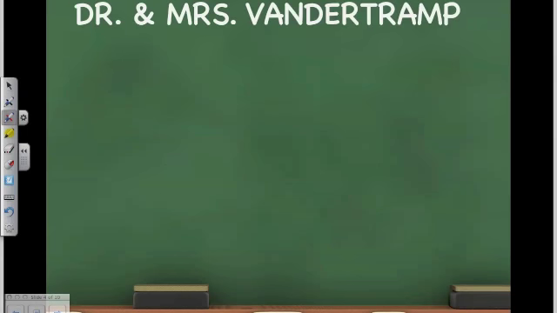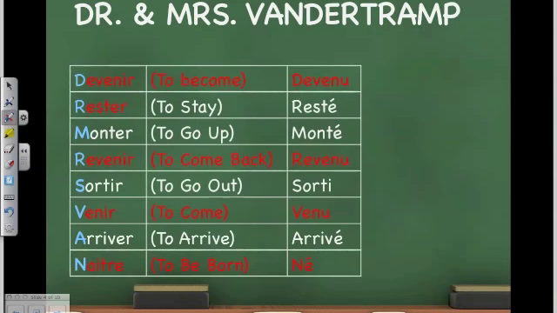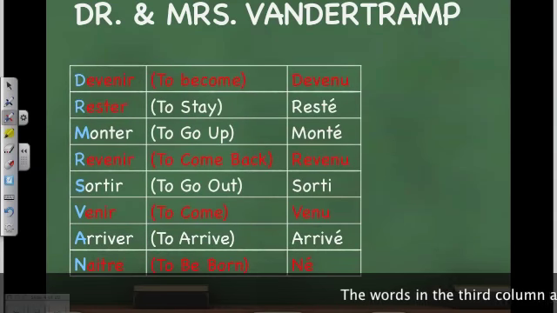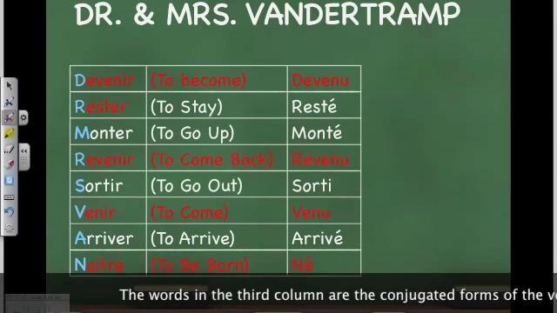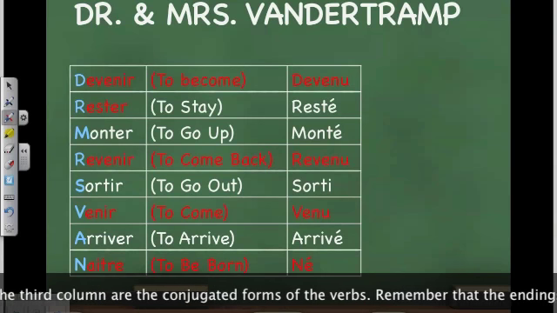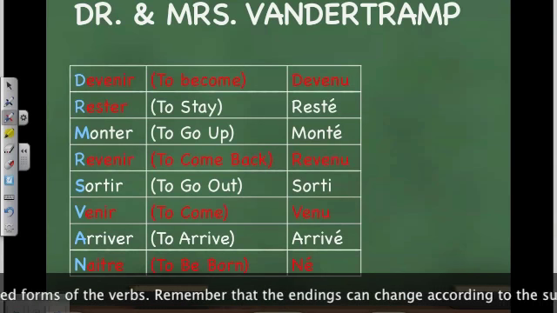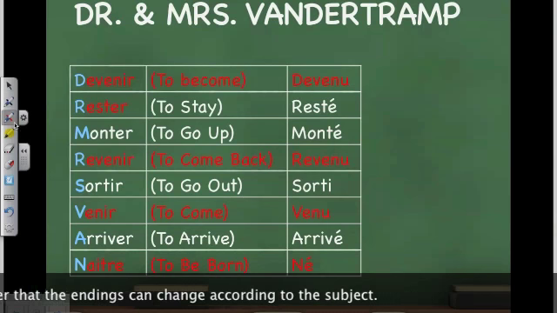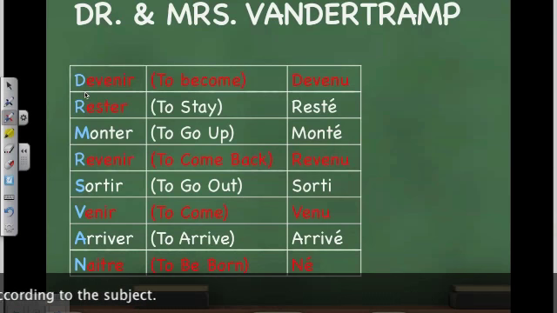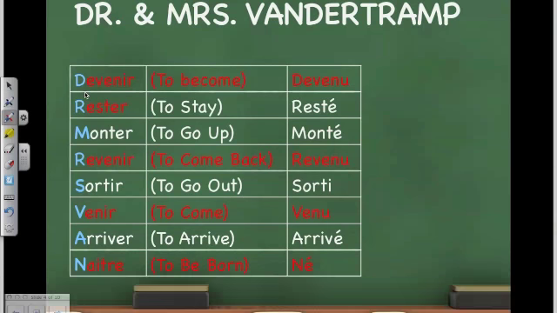Some genius teacher once came up with an idea to make an acronym to make it easier to remember all the verbs for passé composé with être. The acronym is Dr. and Mrs. Vandertramp. Here are the verbs that make up the acronym. As you can see, the letters in blue are the letters that make up the acronym.